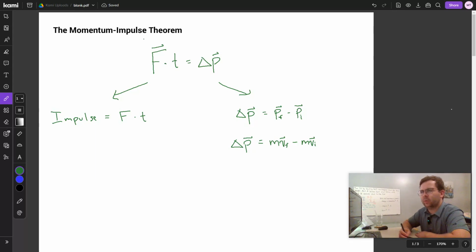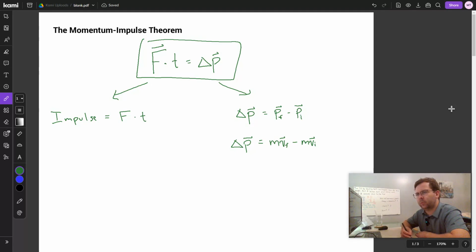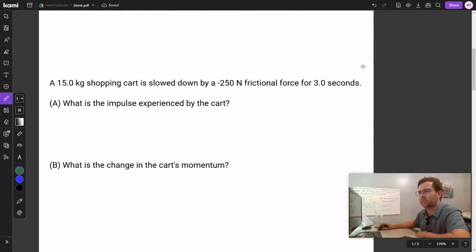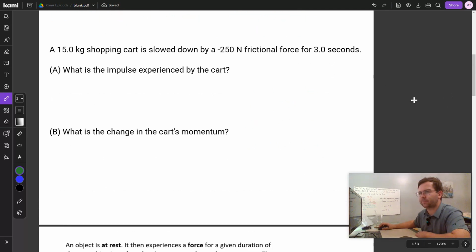What matters, though, is that you can set equal the impulse and the change in momentum. You can also know that impulse is equal to Ft and change in momentum is equal to the final minus initial momentum. Those things are important to know as well, but just know that these two quantities are equal to each other. So let's look at an example with this.